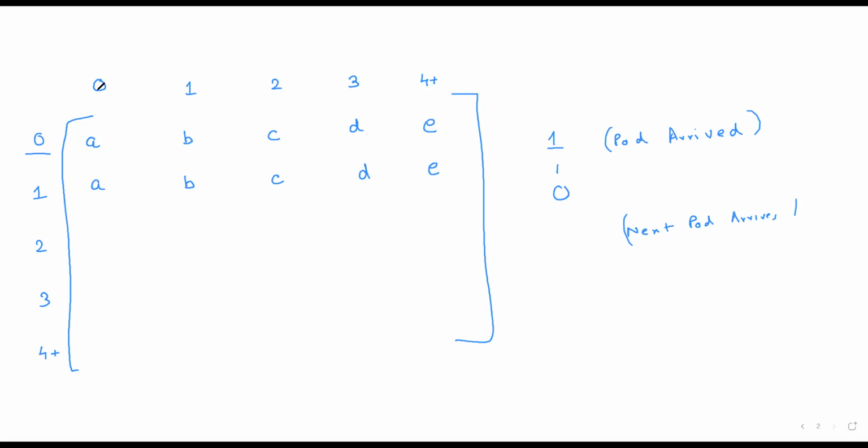What you need to understand here is that as soon as the pod arrives, this particular passenger is taken by the pod, and so it becomes 0. And now again, to work with the probabilities, we need to see that 0 is the starting point. The end point could be 0, 1, 2, 3, or 4 plus.